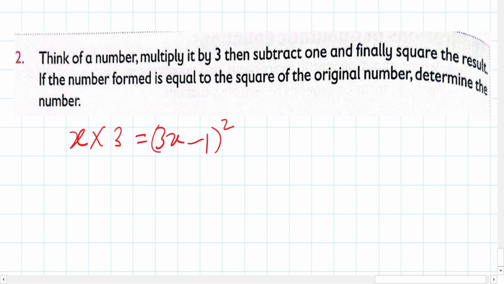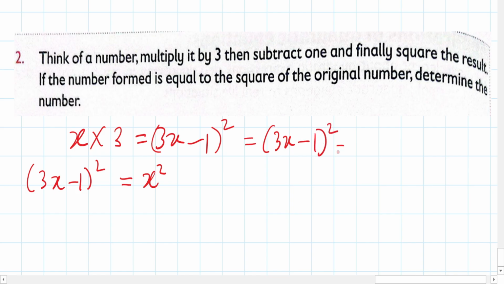Now, if the number formed is equal to the square of the original number, so let's first square this one. So 3x minus 1 squared is equal to the square of the original number. That is, the original number was x, so if you square it, it's going to give you x squared. But let's open this up. The question is asking you to determine the number, obviously. So if you square this one, it's going to be 3x minus 1 times 3x minus 1.